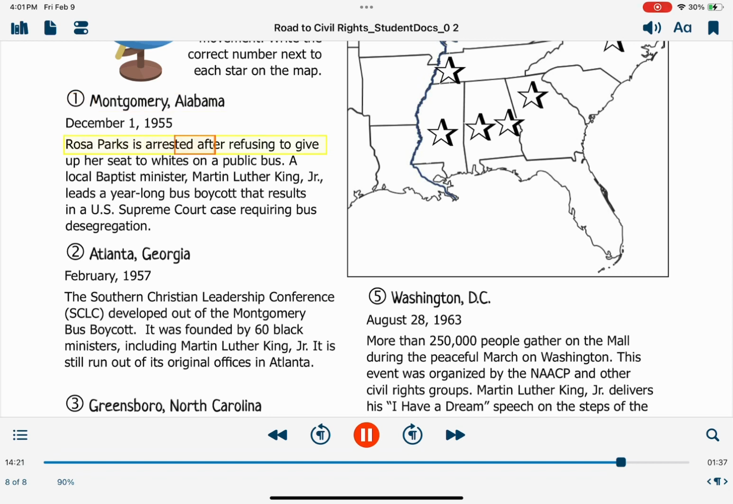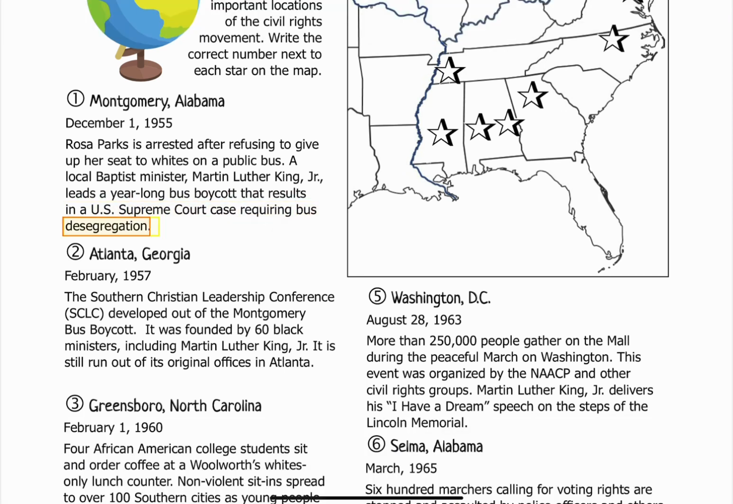Rosa Parks is arrested after refusing to give up her seat to whites on a public bus. A local Baptist minister, Martin Luther King, Jr., leads a year-long bus boycott that results in a U.S. Supreme Court case requiring bus desegregation.